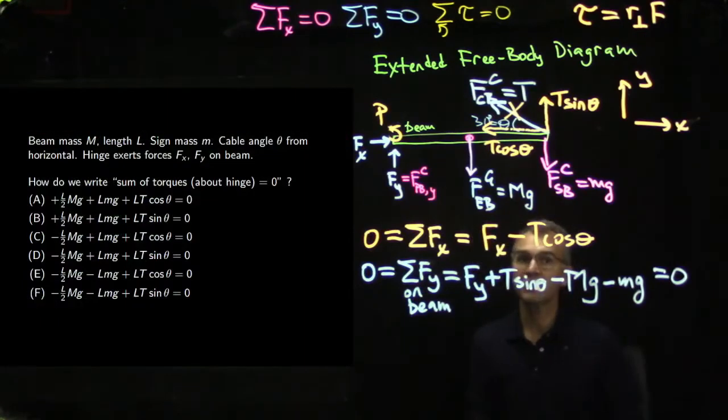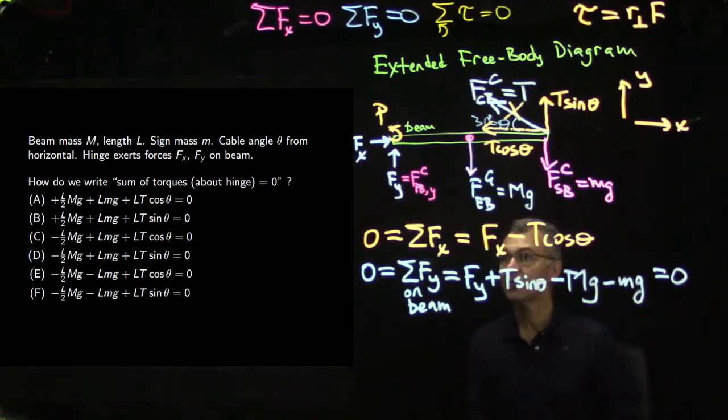So we've been recapitulating all along. The beam has mass big M and length big L. The sign has mass little m. The cable is at an angle theta with respect to the horizontal. And the hinge exerts a rightward force F sub x and an upward force F sub y on the beam. Again, if we guessed wrong about the directions of the hinge forces, we would just get a negative answer. So you just want to write the equations corresponding to the way you drew the arrow. And if you get a negative number, then you know you drew the arrow the wrong way.